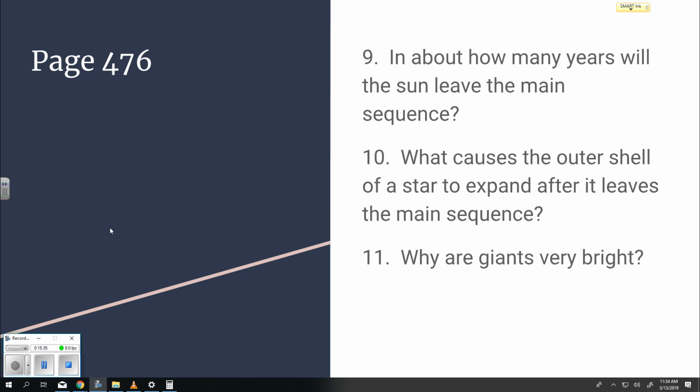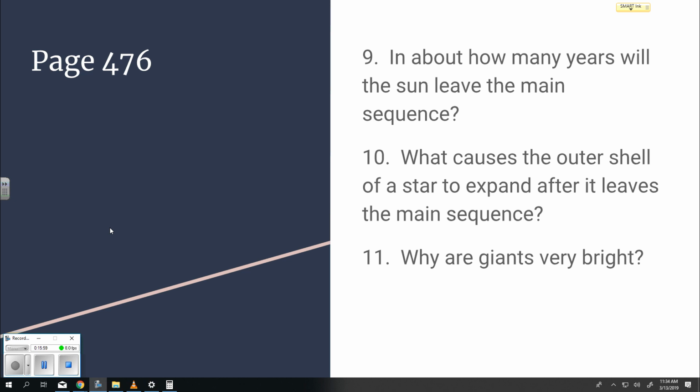Supergiants. Massive stars become larger than giants as they leave the main sequence. These very luminous stars are called supergiants. Supergiants can be more than 100 times larger than the sun. The supergiant Betelgeuse is 1,000 times larger than the sun.